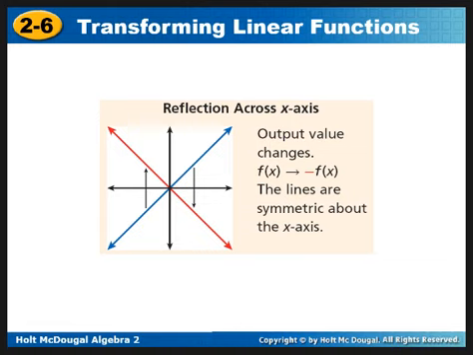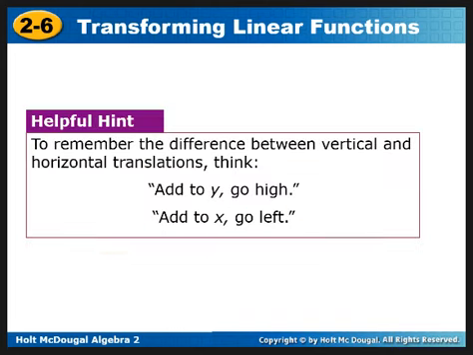When you reflect across the x-axis, essentially you're changing the output values. Instead of ending up with a value that's up there, you end up with a value that's down there. So basically you're taking your entire function, taking the output value and making it negative after the fact.